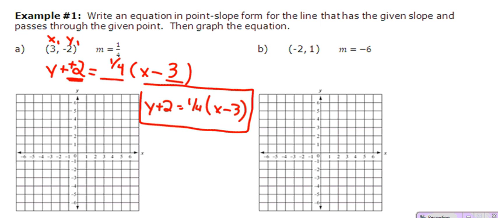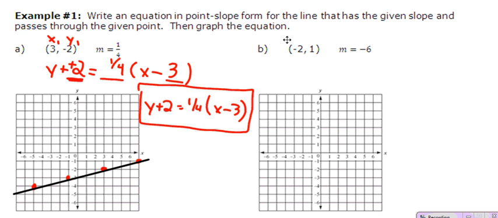Now, to graph from point-slope form, we don't have a y-intercept, but we have a point that the line goes through and a slope. So what you're going to do is make a point at this ordered pair. So I'm going to go to 3, -2, and I'm going to make a point. Then I'm going to follow my slope. I would go up 1 and over 4 to the right. I've run out of room, so I'm going to go down 1 and over 4 to the left. And keep doing that. Down 1, over 4 to the left. So now I've got my points. I can make a line.